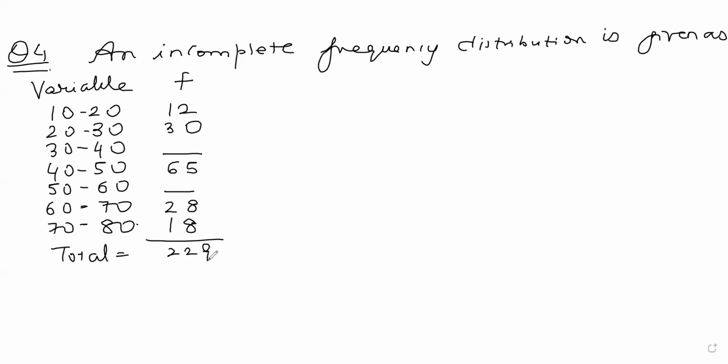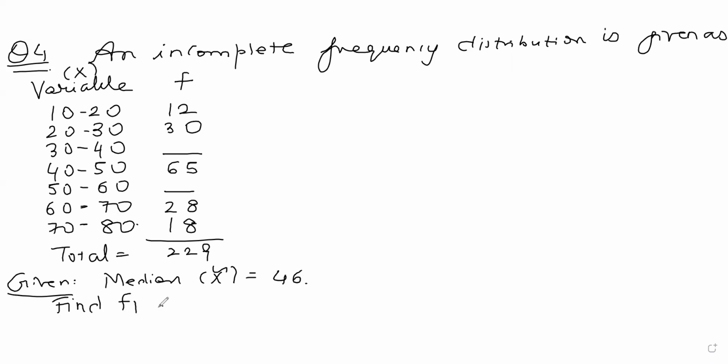And we are also given the median. Let's denote the variable by x for simplicity. The median x tilde is given to us as 46. Find F1 and F2. Let the missing frequencies be F1 and F2. We need to find the values of F1 and F2.